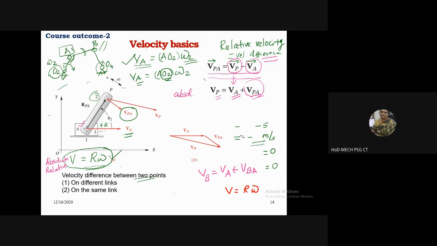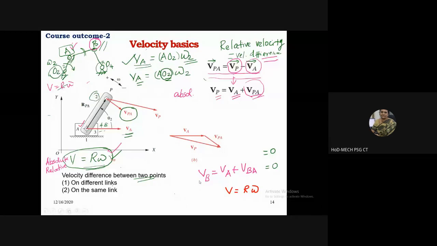So why do I have to go for this expression? Why not use this expression? This expression can be written as absolute velocity only when the reference is a fixed point. So for A, when I write V equal to R omega, I am referring to O2, which is a fixed point. If I write the velocity expression for B as R omega, I need to make use of A as a reference, but A itself is having some velocity.